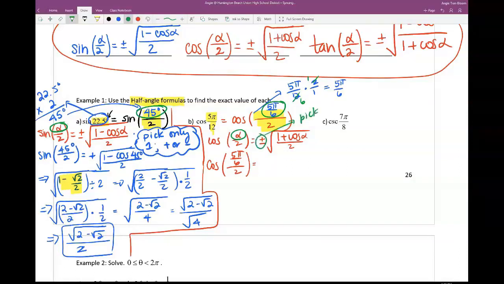Pick positive or negative, not both. Not both. Okay? So 5 pi over 12. You have to decide what quadrant that is in.